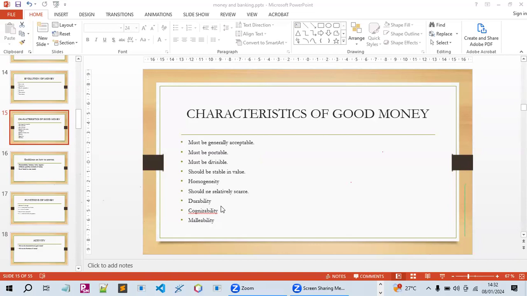I was talking about durability, how money should be durable and long-lasting. It should be made out of high-quality paper and metals. This is to reduce the cost of replacing the worn-out money.